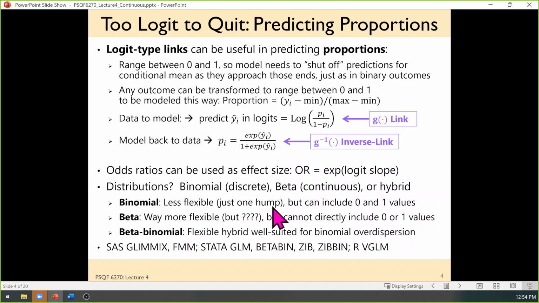Binomial is one of them. It's less flexible in that it's a one parameter distribution, so there's no separate variance, and it does build in floor or ceiling effects, but not both.